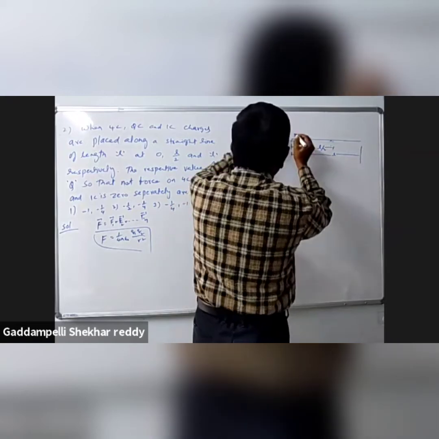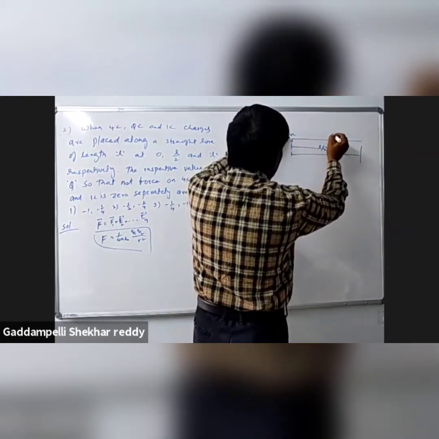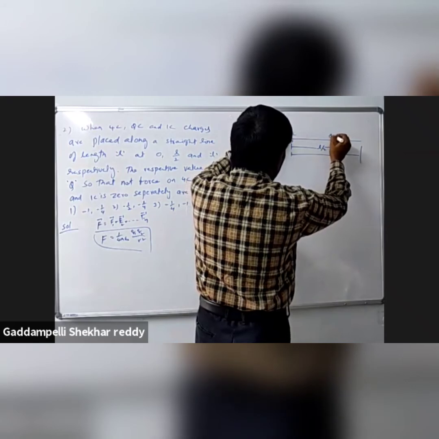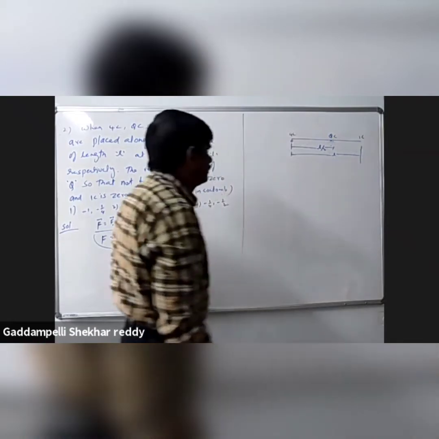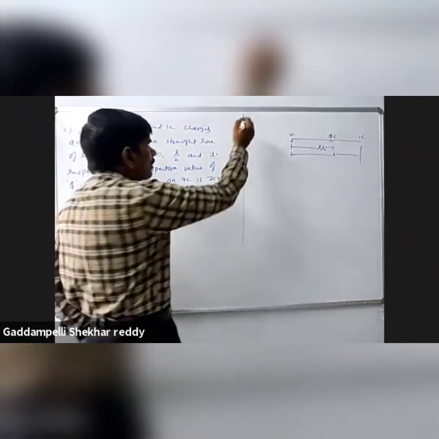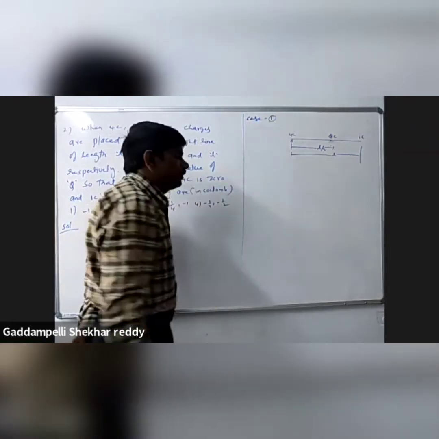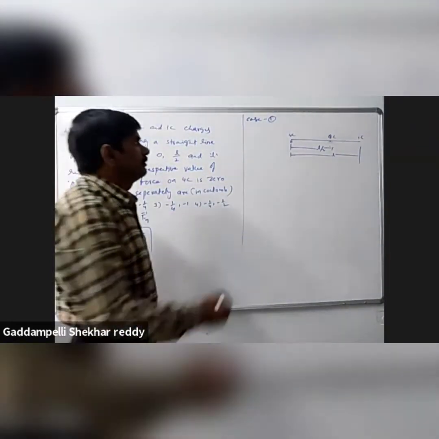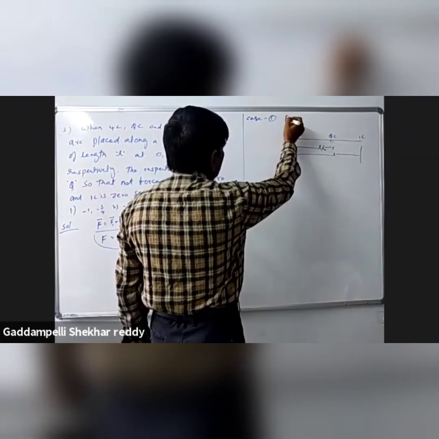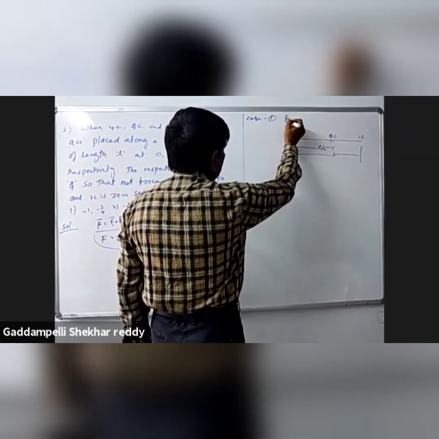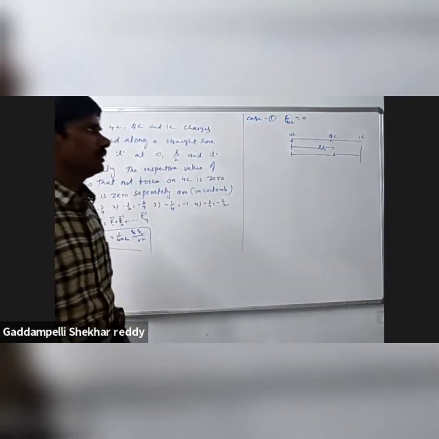Up to here. So here, what is the charge given? Q coulomb, next 1 coulomb. So here, case 1. The force on the 4 coulomb charge is 0.